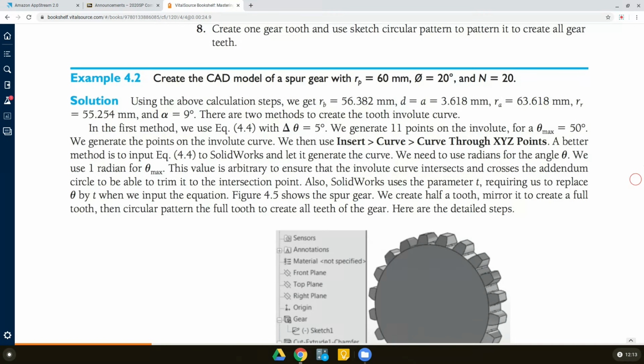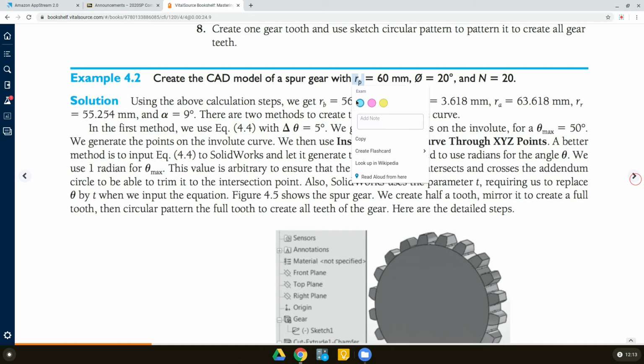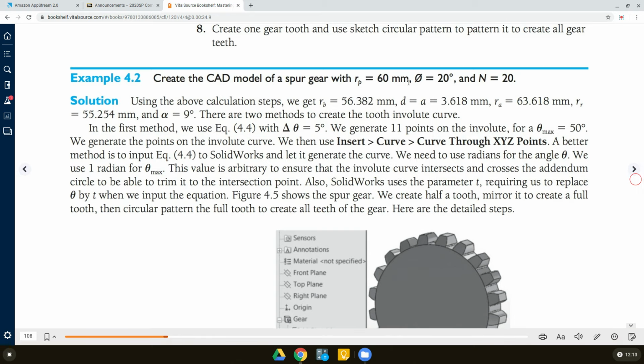This is example 4.2 from your textbook. Create the CAD model of a spur gear with R sub p, which is the pitch circle radius, of 60 millimeters. Phi is the pressure angle, which is 20 degrees, and capital N, the number of teeth on the gear, is 20. So we have these three things that are given to us, and based on that we have to design an appropriate gear.